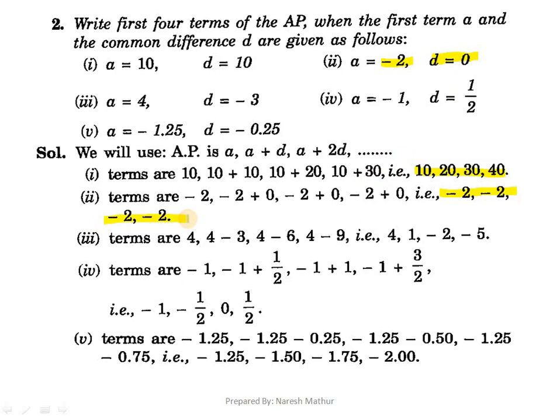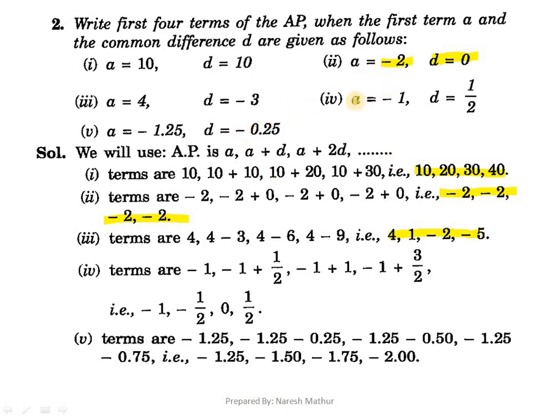Alright. Third one, A is 4, D is minus 3, as D can be positive, negative or 0. So here we have a negative common difference. The first term is 4, the second term would be 4 minus 3, 1. The third term, 1 minus 3, minus 2, and minus 2 minus 3, minus 5. So we have an AP that is 4, 1, minus 2 and minus 5. Alright, or you can just put the values in the general form A, A plus D, A plus 2D and A plus 3D also.